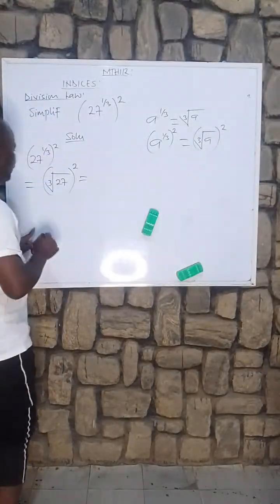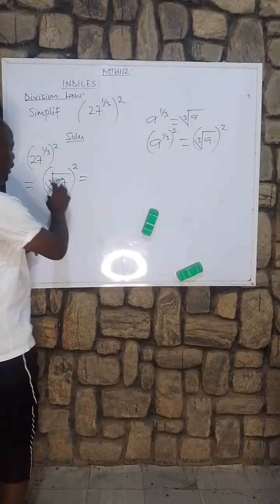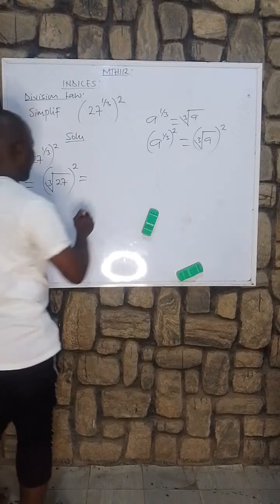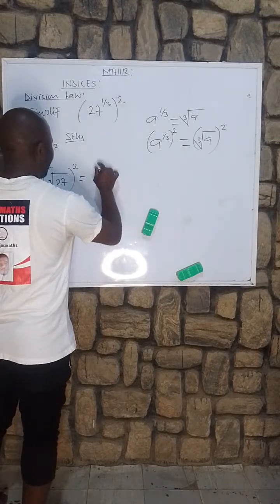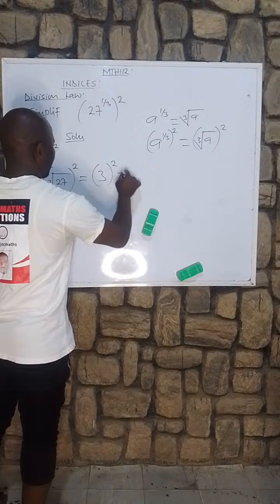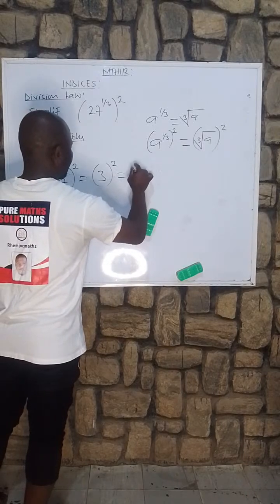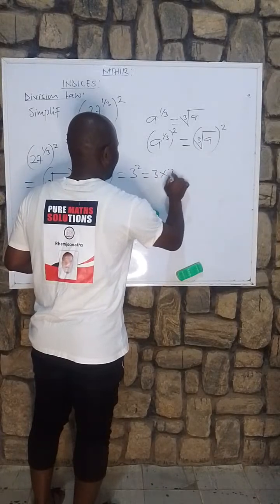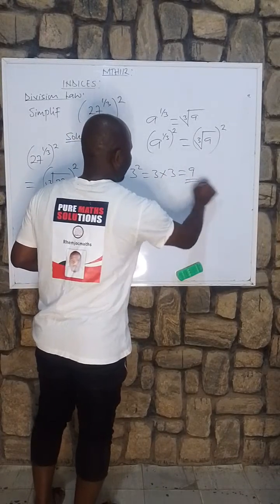Are you following? This is equal to... I told you, the cube root of 27 is what? It is 3, right? So 3, open bracket, raised to power 2, and this is equal to 3 squared, right? 3 squared means 3 times 3, which equals 9.